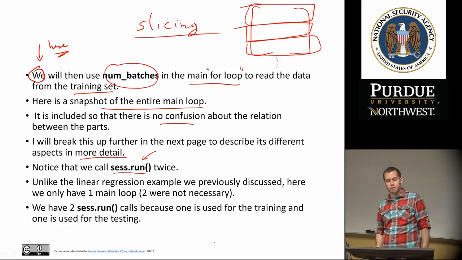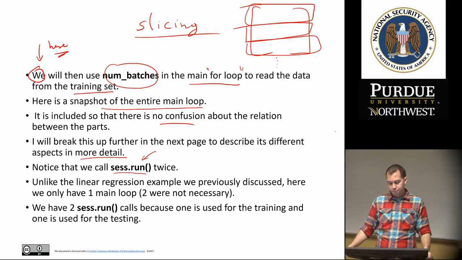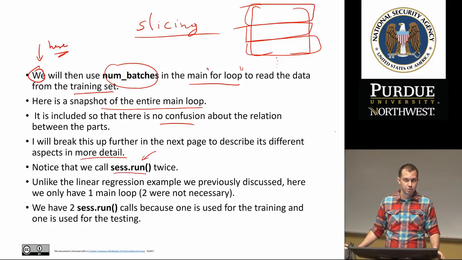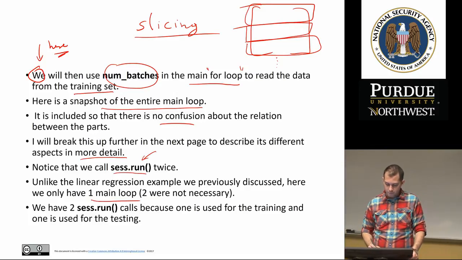If you remember in the linear regression code, we actually had 2 for loops, and each for loop had a session run statement. As it turns out, we only really need 1 for loop, and I just did that one for academic reasons, for better understanding by the student. But really, we can do just 1 for loop, but we still need the 2 session runs, because in one session run we run the train op, and then in the other session run we run the eval op or test op. So unlike the linear regression example, here we only have 1 main loop. Well, I guess 2 was not necessary. All right, and I have set this.